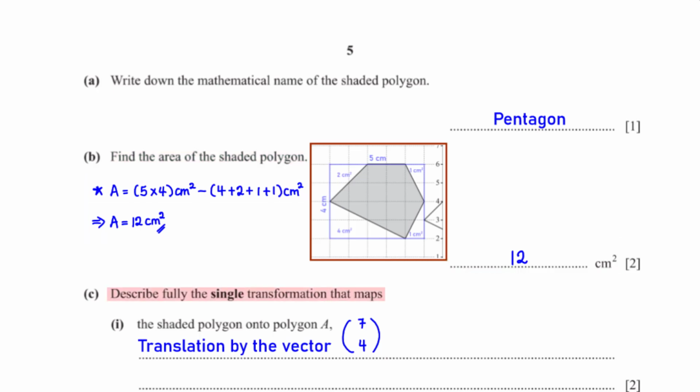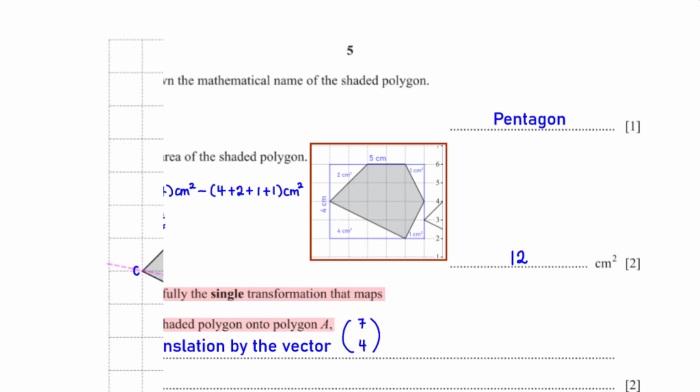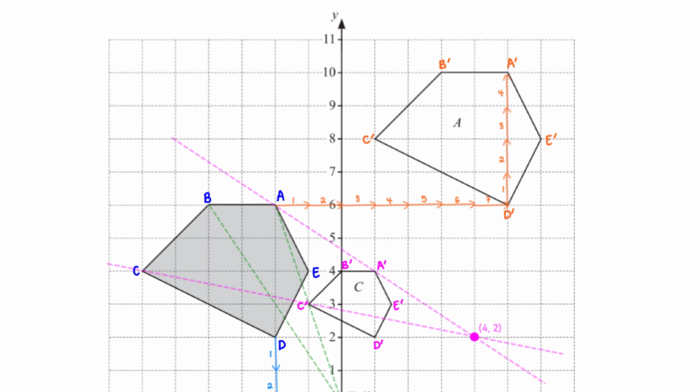Describe fully the single transformation that maps the shaded polygon onto polygon A. When we look at the shaded polygon and polygon A, we can tell straight away that this is a translation because both polygons have exactly the same size and orientation. The only difference is they are located on different parts of the grid.